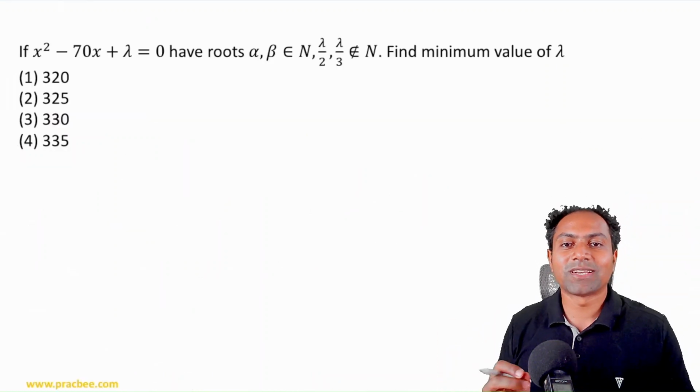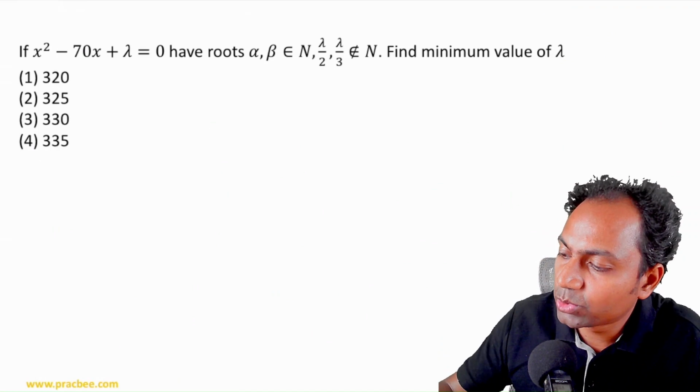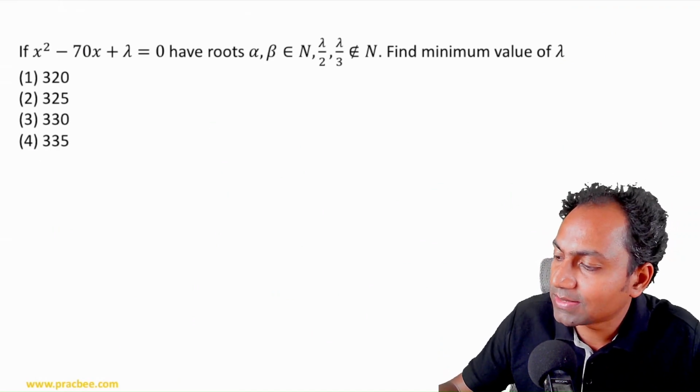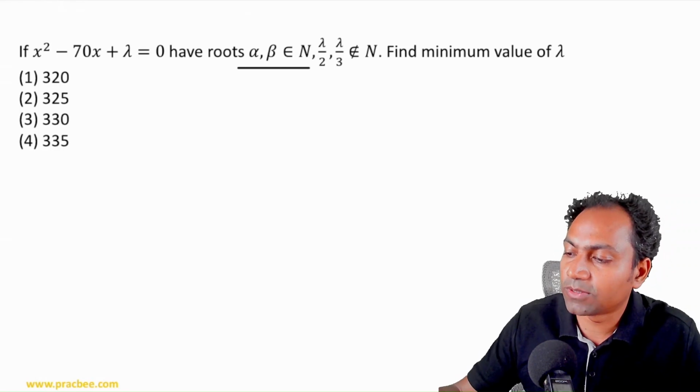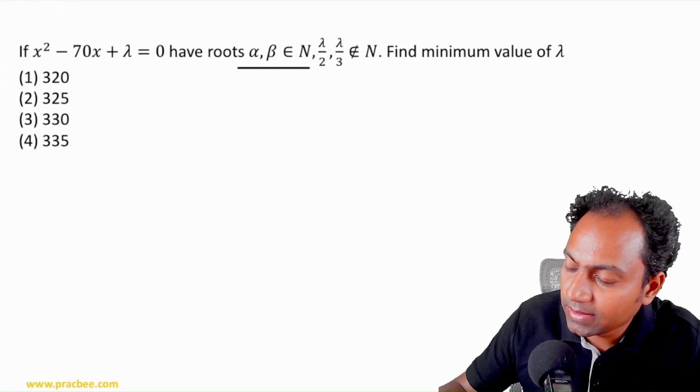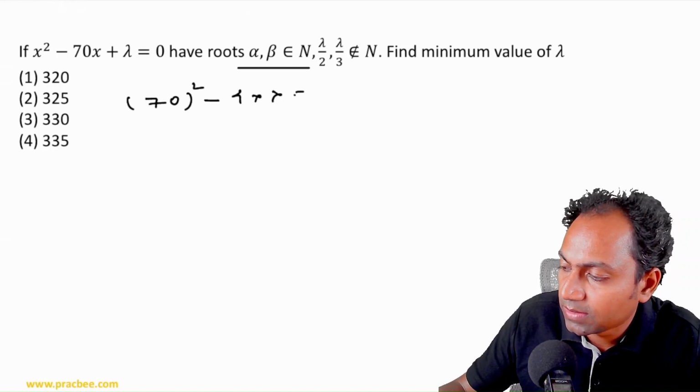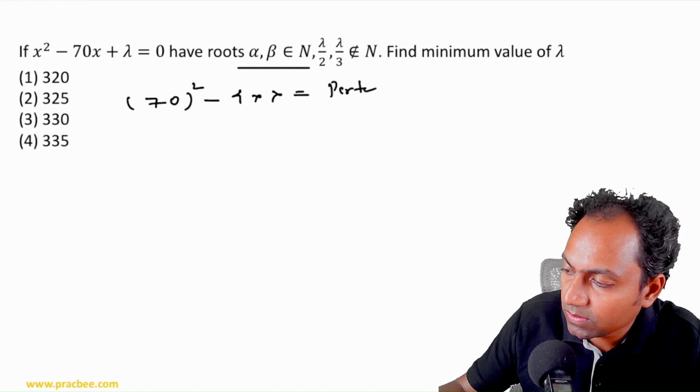This next question targets the idea of roots of quadratic equation. So what they're saying is alpha and beta have roots which are natural numbers. So this has nothing but integral roots. So what we can write is b square minus 4ac. What is the condition? This should be equal to a perfect square.